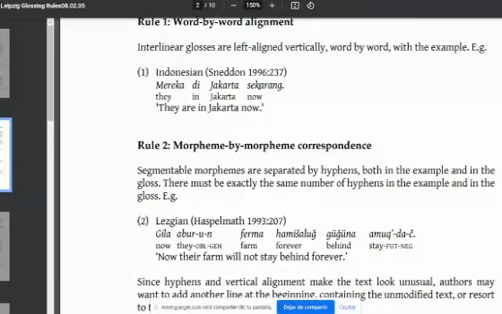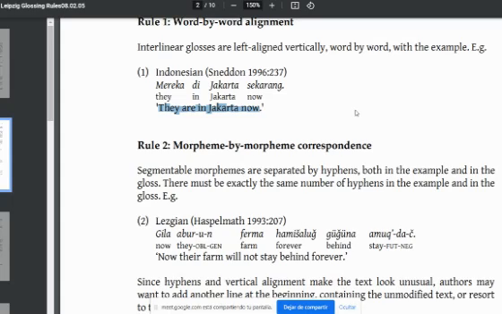Mereka di Jakarta sekarang. I don't know what it is. But the second line is going to show me the word by word alignment. So mereka means what? They. Di means what? In. Jakarta means what? Jakarta. And sekarang means what? Now. Then you see immediately the same symbol here, the same symbol here. And the meaning is what? They are in Jakarta now.